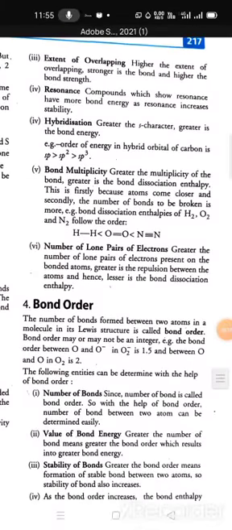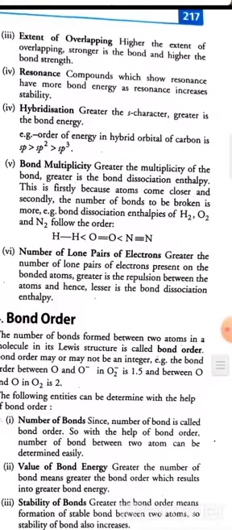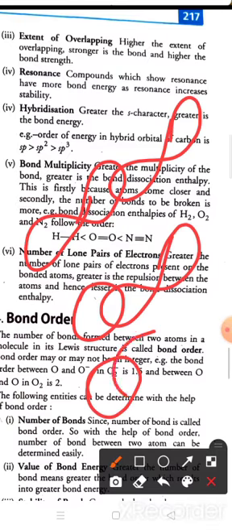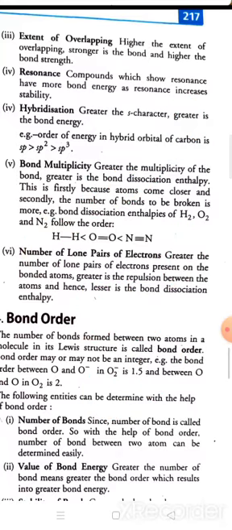Now, extent of overlapping. The higher the extent of overlapping, the stronger the bond and the higher the bond strength. See, this is the overlapping. This is pp overlapping, this is sp overlapping, this is ss overlapping. If the overlapping is more, the strength of the bond will also be more, and the bond enthalpy or bond energy value will be more. Now resonance. Compounds which show resonance have more bond energy. That means they are very stable.